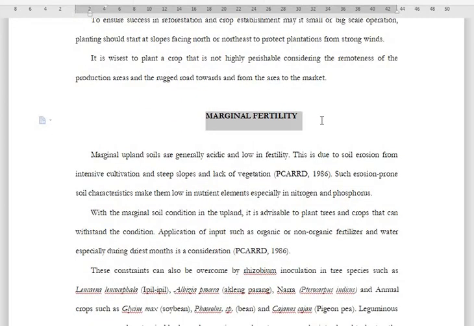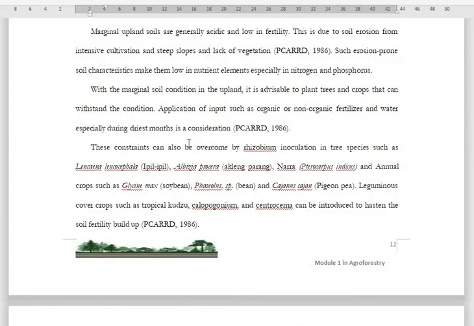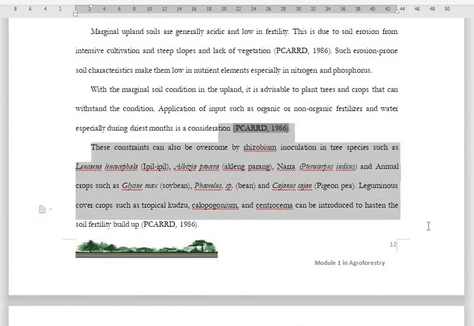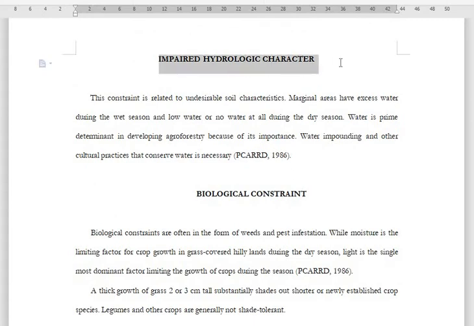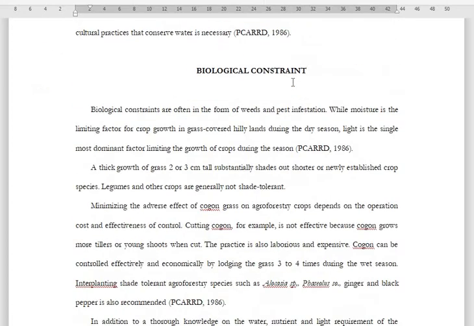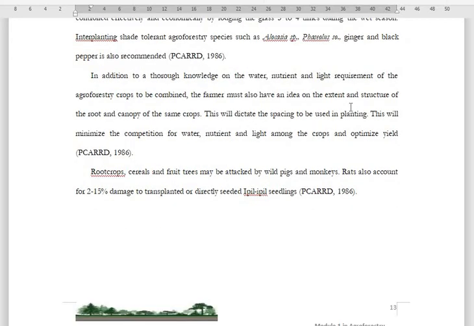So marginal fertility, what does it mean? What is its importance, why we should consider marginal fertility for our agroforestry. So take note of these scientific names, maybe because some of these will come out in your prelim exam. So impaired hydrologic character, what does it mean? And what is its importance? So there are also biological constraints, all right? So what are these constraints? What are their advantages or disadvantages to our agroforestry?